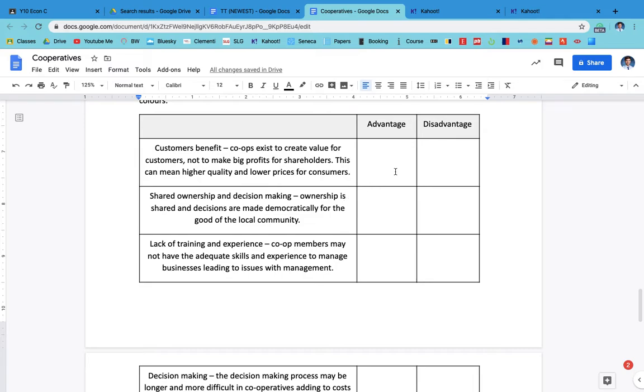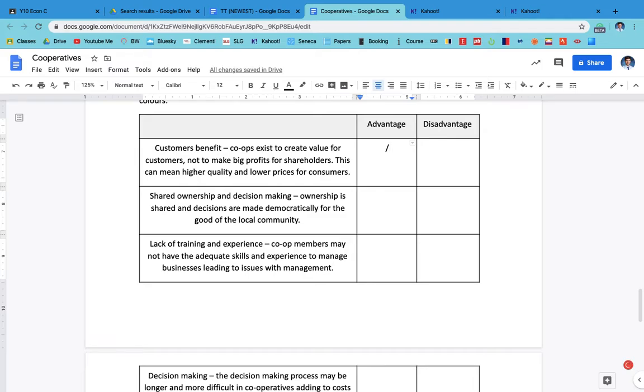Okay, so hopefully you've done that and you're not just waiting for the answers. So let's have a check through, finish up today's lesson. So customers benefit. Co-ops exist to create value for customers and not to make big profits, as we've already said this, haven't we? So that might mean higher quality and lower prices for consumers. That's clearly an advantage, isn't it?